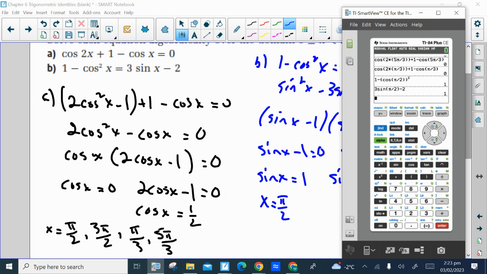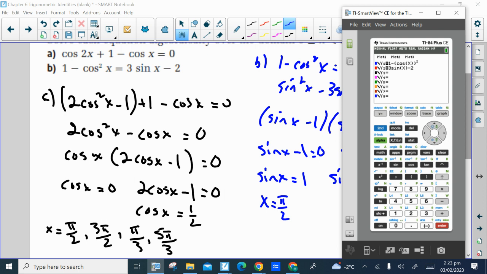And again, we can use our graphing calculator. In this case, we put two equations in. Y1 would be the left side: 1 minus, in brackets, the cosine of x all squared. The left side goes into Y1. The right side goes into Y2, which is 3 sine x minus 2.